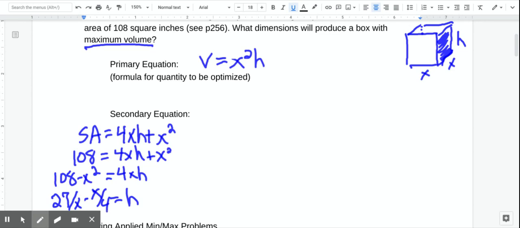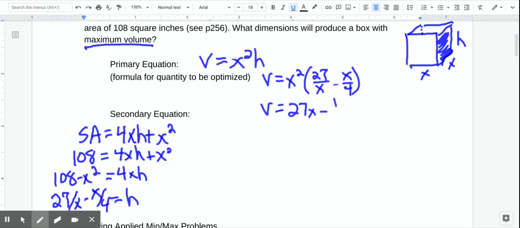Now we're going to plug that into the primary equation. So this primary equation becomes x squared times 27 over x minus x over 4. Then I'm going to distribute that x squared. That gives us 27x minus 1/4 x cubed. So now we have a primary equation all in one variable.